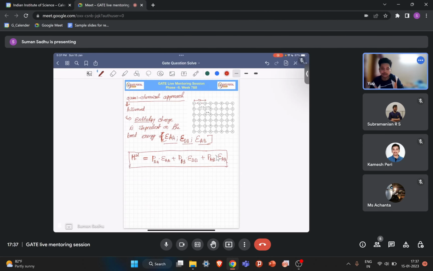So up to this part, you people understand. If you mix A and B atoms, there will be three types of bond possible, right? One is between A and A atoms, another is between A and B atoms, and another one is between B and B atoms. So we have a total of three types of bond, and the probability of finding each kind of bond is multiplied by the bond energy. If you take the summation of this, it will be the total enthalpy of your solution. So up to this part, everyone understood?